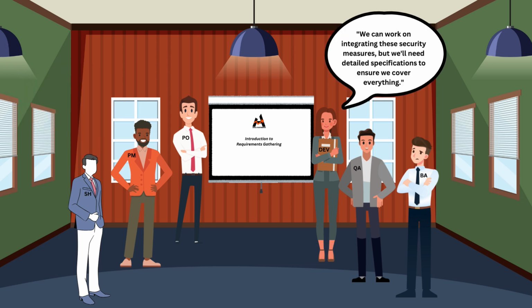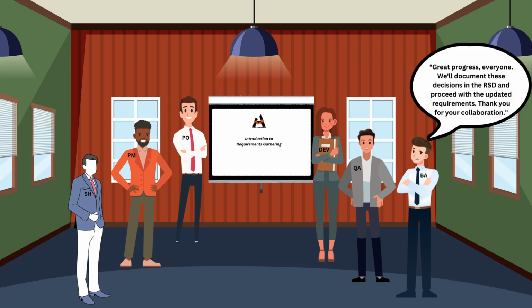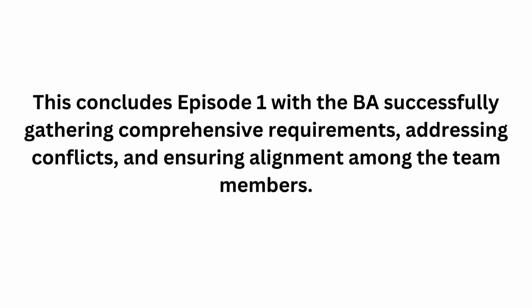Developer: We can work on integrating these security measures, but we'll need detailed specifications to ensure we cover everything. BA: Great progress, everyone. We'll document these decisions in the RSD and proceed with the updated requirements. Thank you for your collaboration. This concludes Episode 1 with the BA successfully gathering comprehensive requirements, addressing conflicts, and ensuring alignment among the team members.